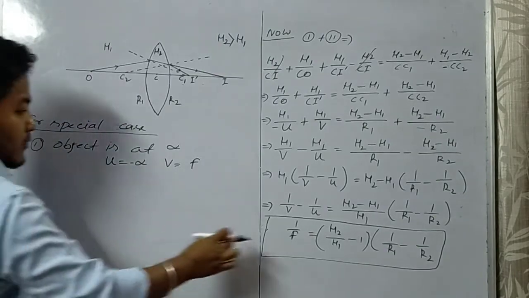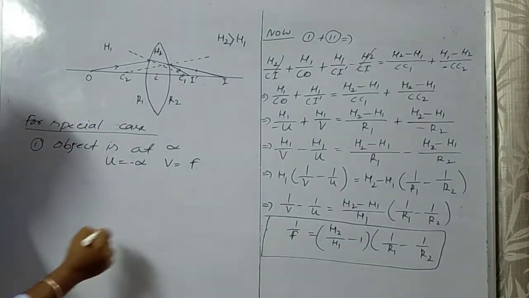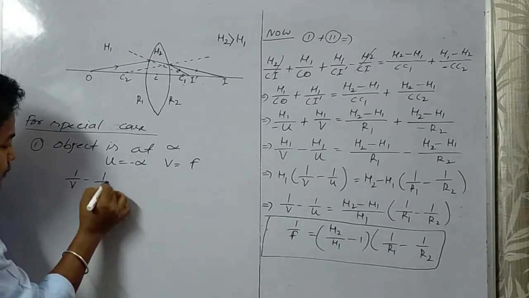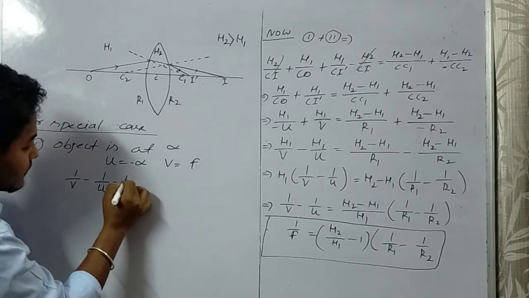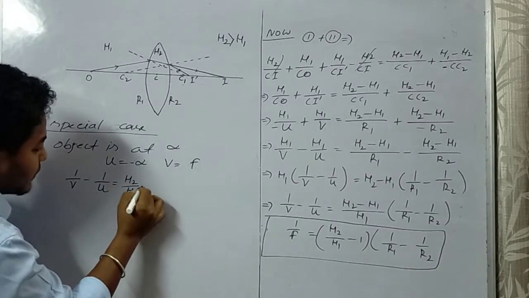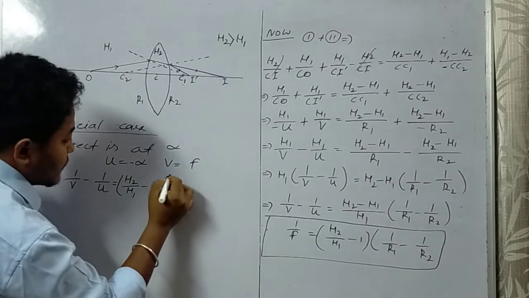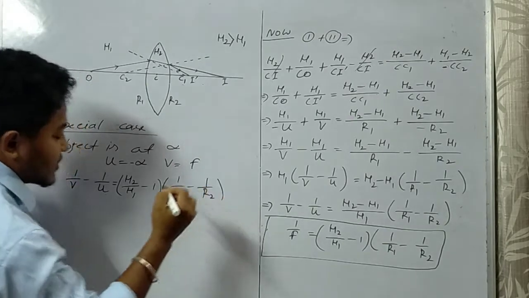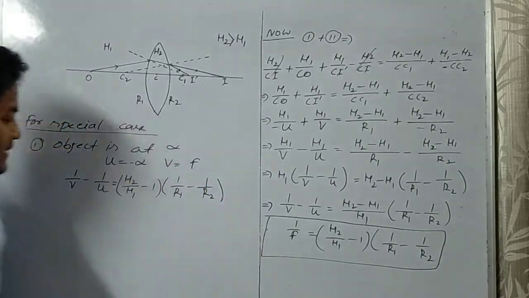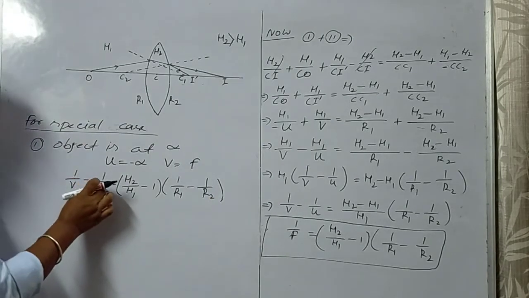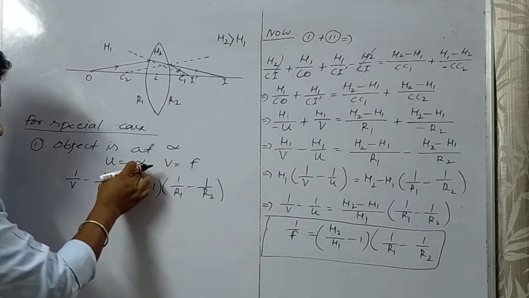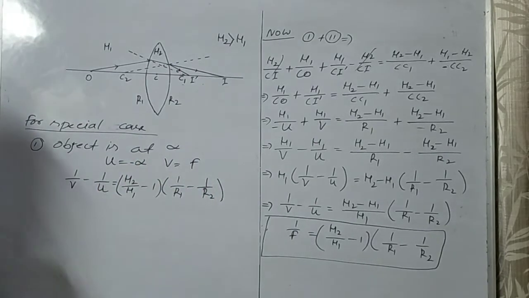Now if I put this value over this equation, I am bringing this equation here: 1/v - 1/u = (μ2/μ1 - 1)(1/r1 - 1/r2). These things we found. Now in this case, I want to tell you that this is the image distance and this is your object distance. The object was kept at infinity, and the image was found at the principal focus.